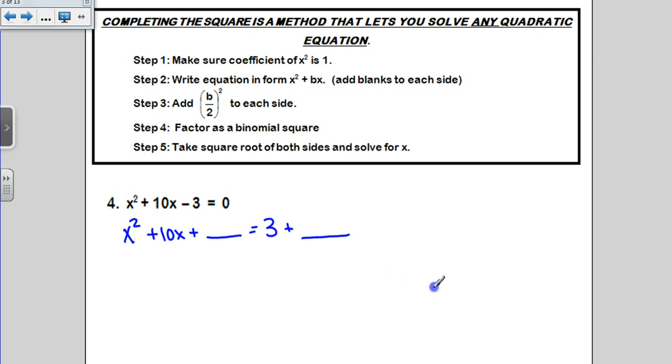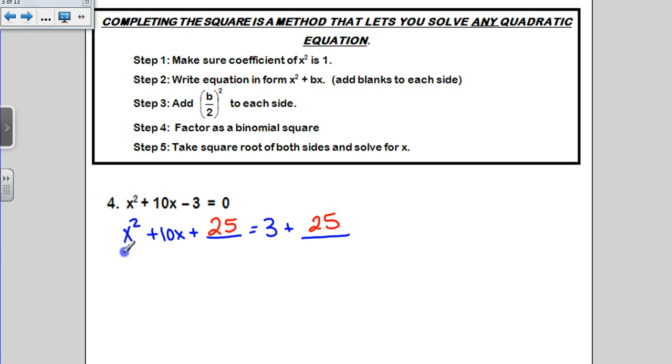Alright. So what I've done is I've just added the 3 to the other side of the equation, and I've left blanks. And these blanks are going to be for our c value, which is what we're going to find in step 3. Remember, c value is half of b and then squared. So if I take half of 10, which is 5, and then square it, I'm going to get a 25. And I have to add it to both sides in order to keep my equation balanced.